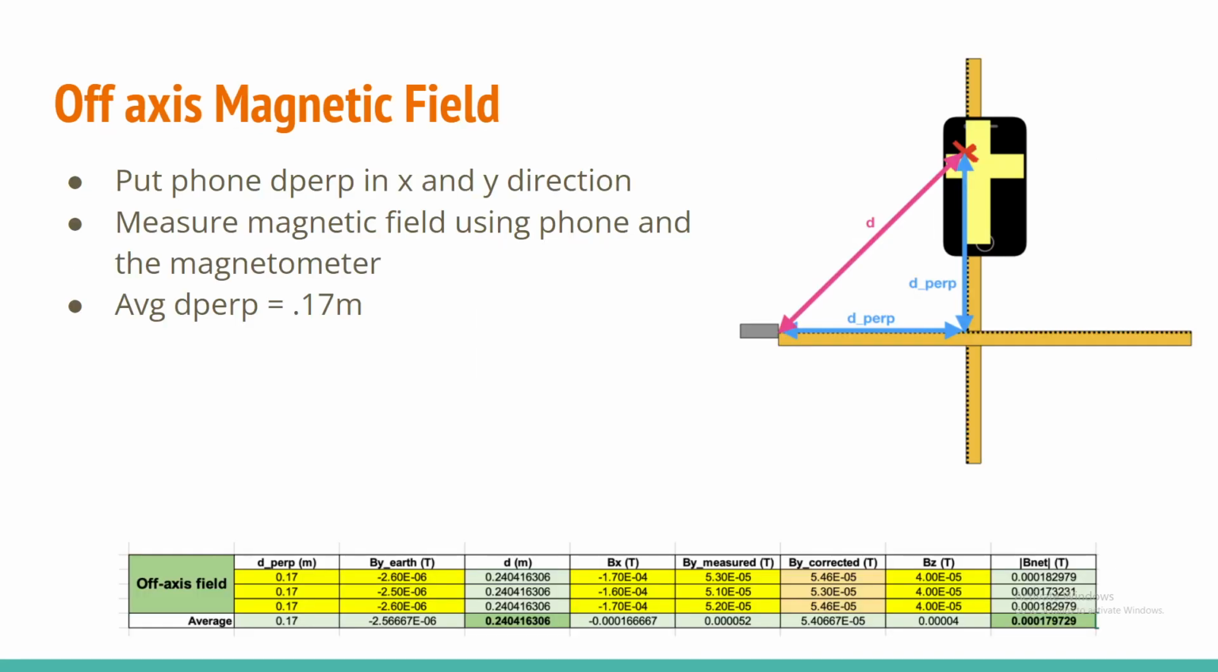And my natural log of k was equal to -14.525. For the off-axis magnetic field, you put the phone distance perpendicular in the x and y direction, and then you measure the magnetic field using the phone and the magnetometer. And so the average distance perpendicular was 0.17 meters.